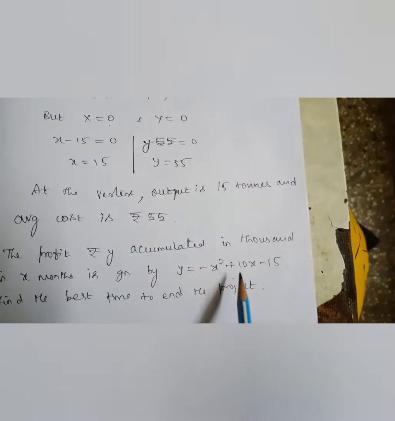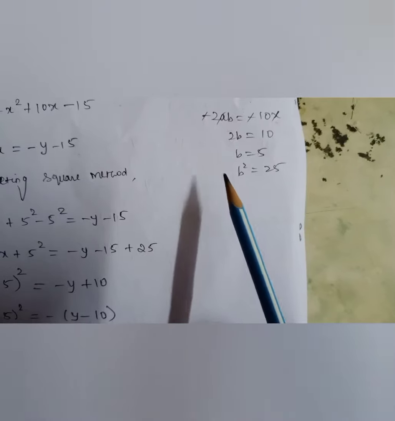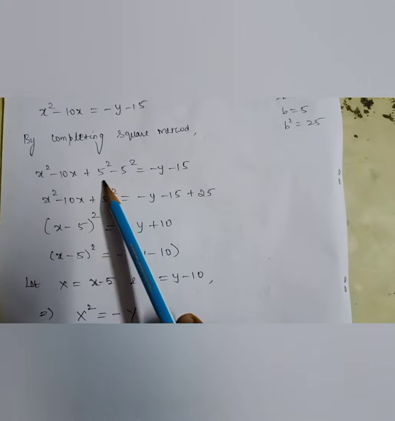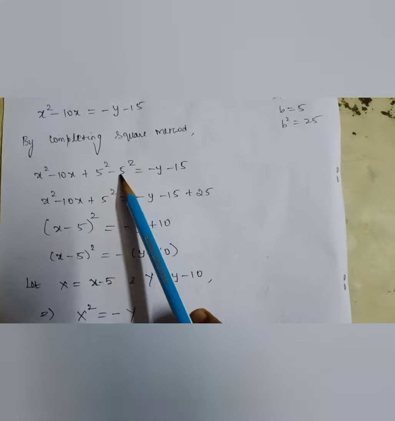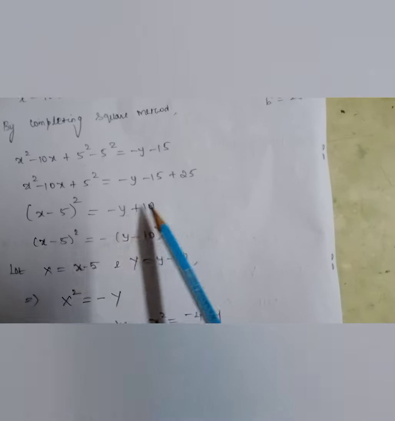Now by the completing square method, it is minus 10x. So minus 2ab is equal to minus 10x. The a is x, so minus minus gets cancelled. 2b is equal to 10, which means b takes the value 5. b square is 25. So the term to be added and subtracted is plus 5 square minus 5 square. If I take the minus 5 square to the other side, this becomes x square minus 10x plus 5 square, which I can write as x minus 5 the whole square is equal to minus y plus 10.